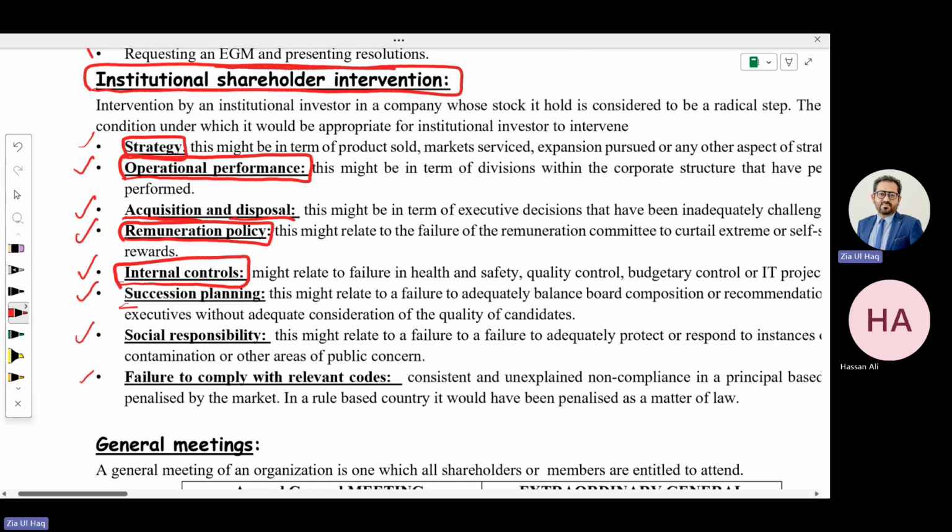They intervene in succession planning. What is succession planning? Planning for the future human resource needs of the company. This is the responsibility of the nomination committee. For example, if in future a company director or CEO is going to retire, the company needs to train another person to fill his position. This is called succession planning.